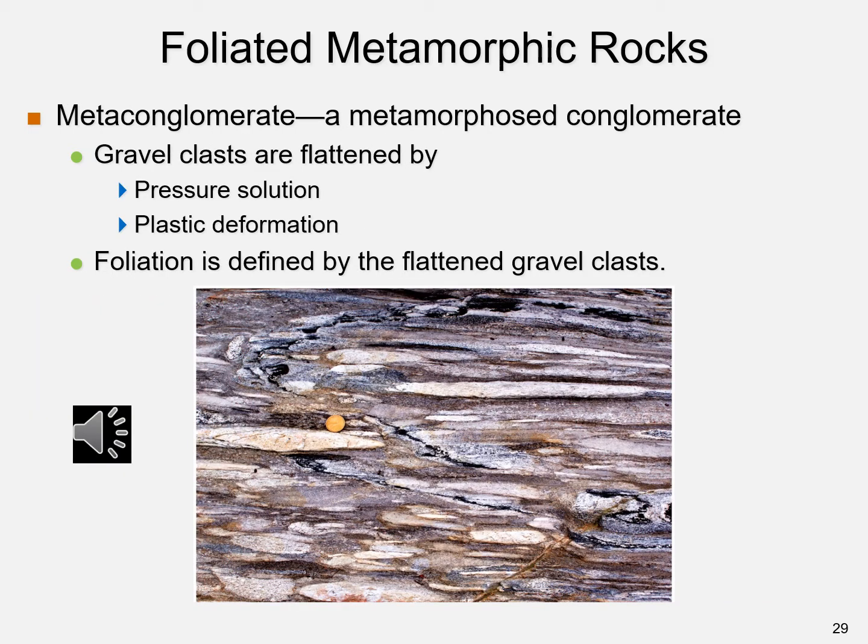Under the metamorphic conditions that produce slate or phyllite, if the protolith is a conglomerate, a sedimentary rock called a conglomerate, it becomes a metaconglomerate. Typically, pressure solution and plastic deformation flatten pebbles and cobbles of the conglomerate rock into pancake-like shapes. The alignment of inequant clasts defines the foliation, as we see in the image.